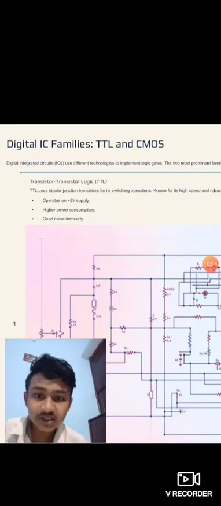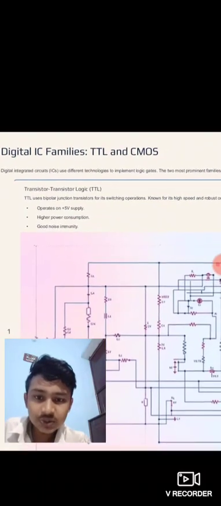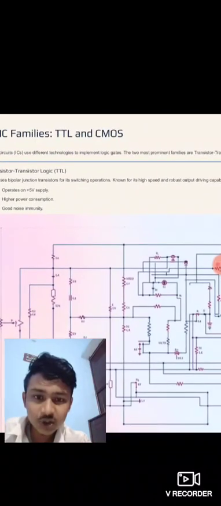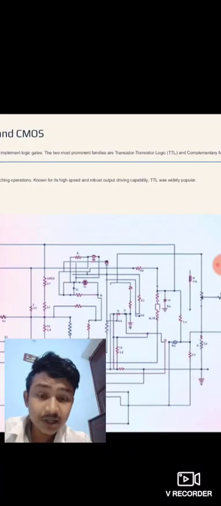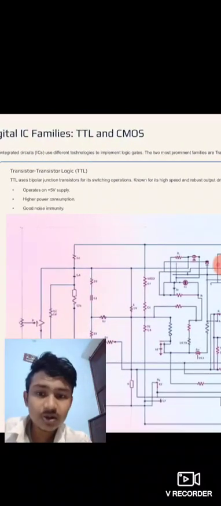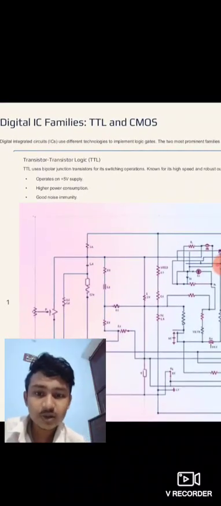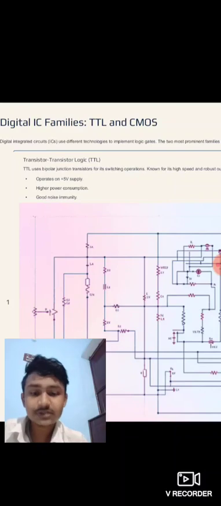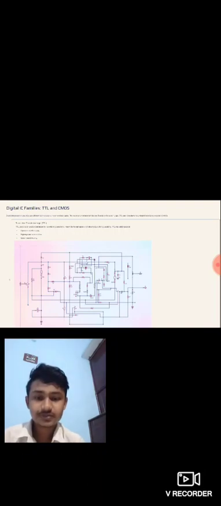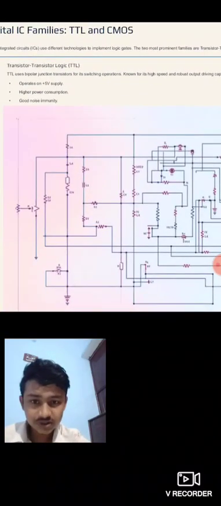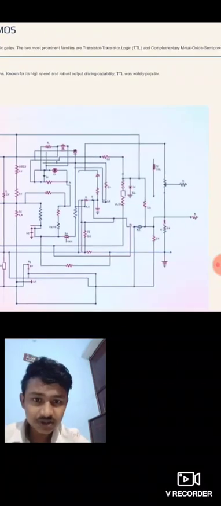Now, transistor-transistor logic. TTL uses the bipolar junction transistor for its switching operation, known for its high speed and robust output driving capability. TTL was widely popular, operating on a 5-volt supply, with higher power consumption and good noise immunity. See the diagram and understand the logic gate, the circuit, and how the signal is passing.